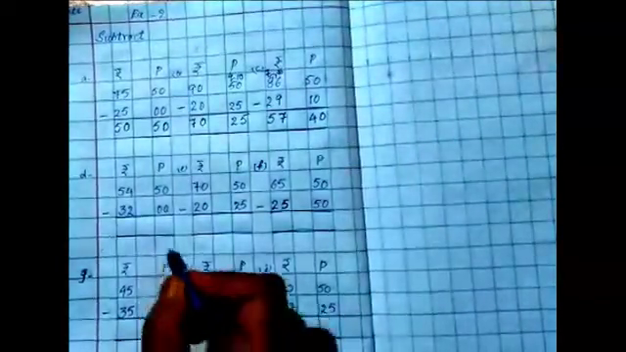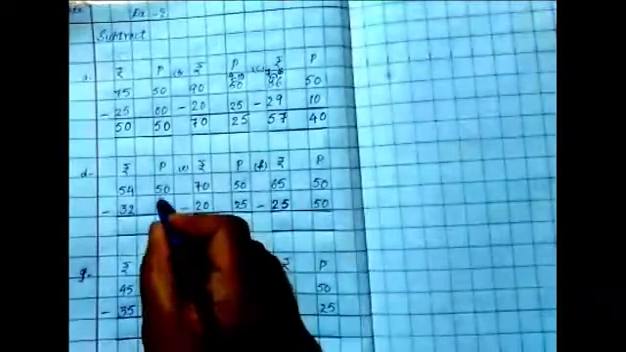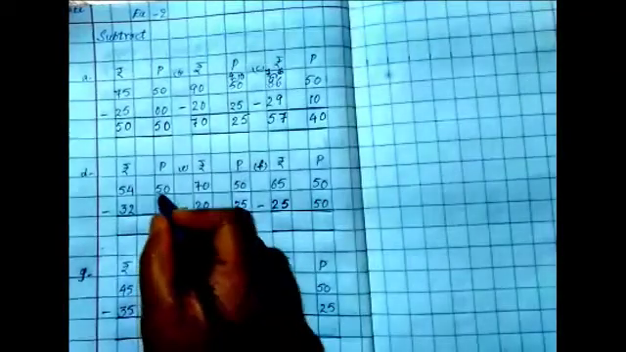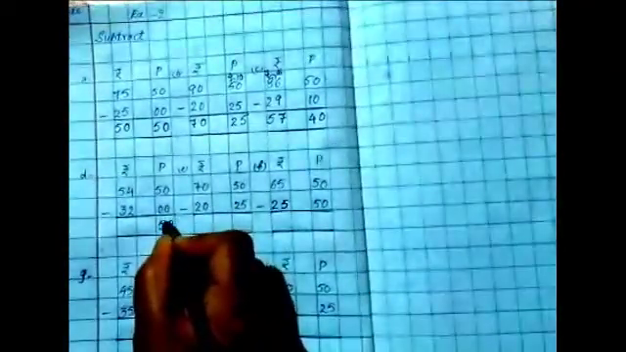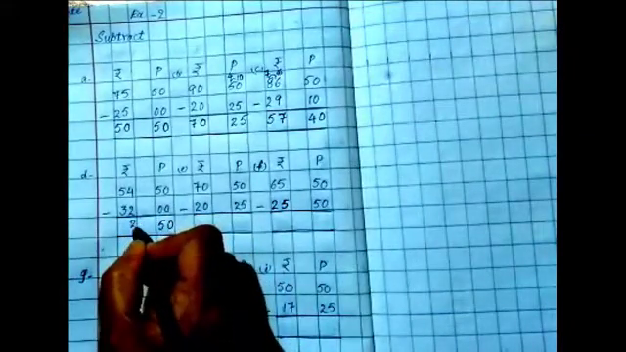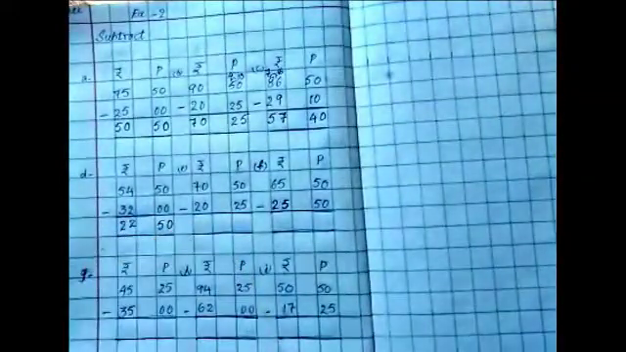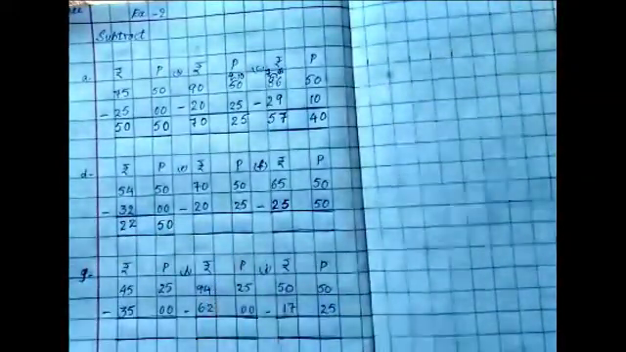Okay, one more sum I will show you. 0 minus 0 is 0. 5 minus 0, 0 is nothing, so the same number will come. Now here 4 minus 2 is 2. 5 minus 3 is 2. Okay, do the remaining sums.